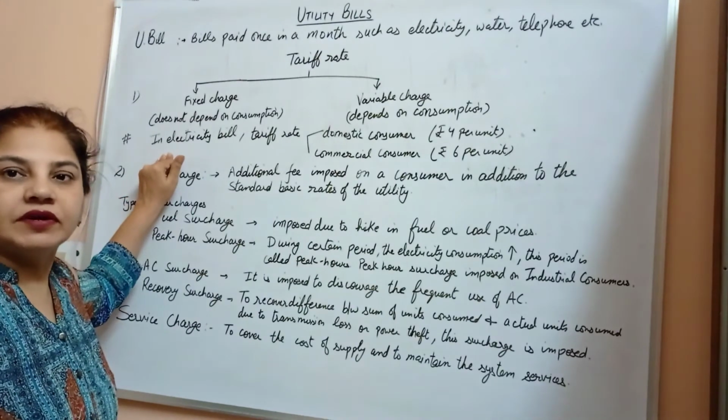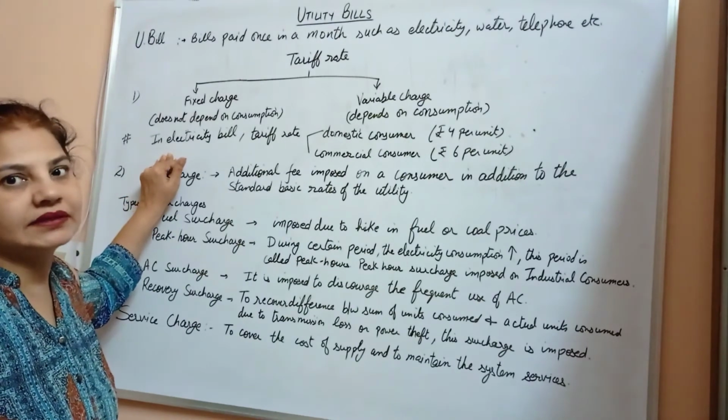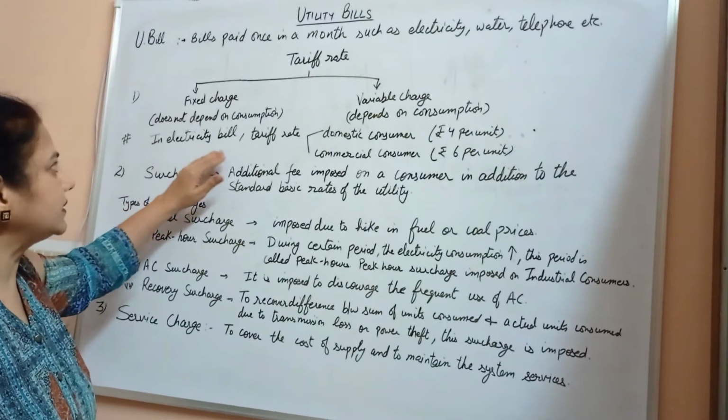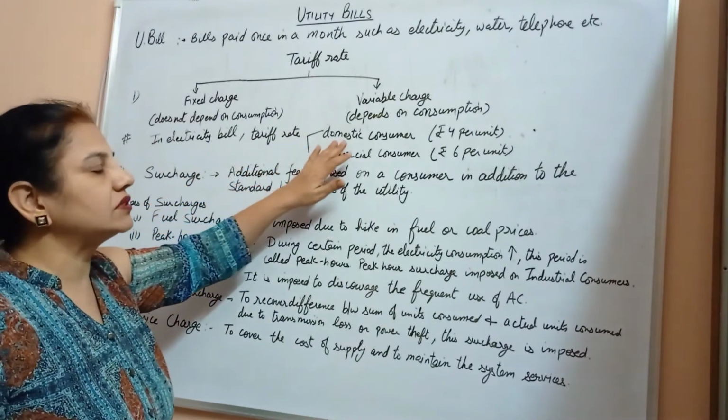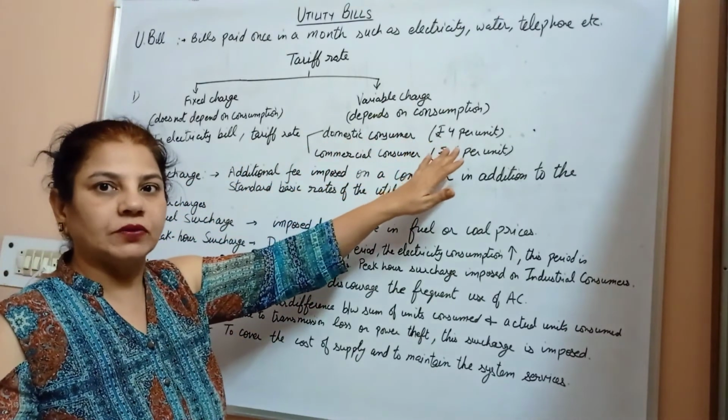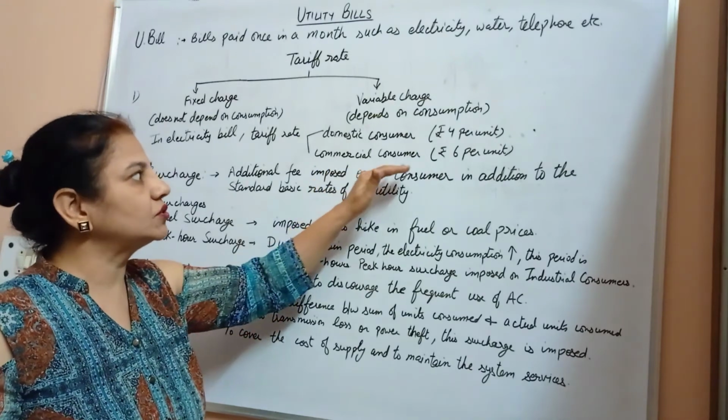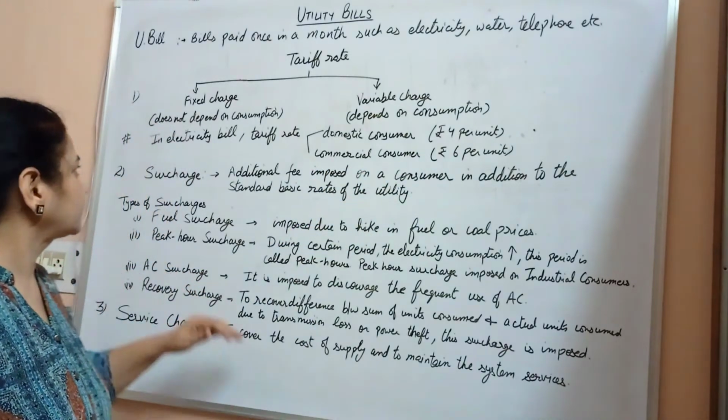The tariff rate differs for the domestic consumer and the commercial consumer. In the electricity bill, the tariff rate for the domestic consumer is rupees 4 per unit, whereas for the commercial consumer, it is rupees 6 per unit.